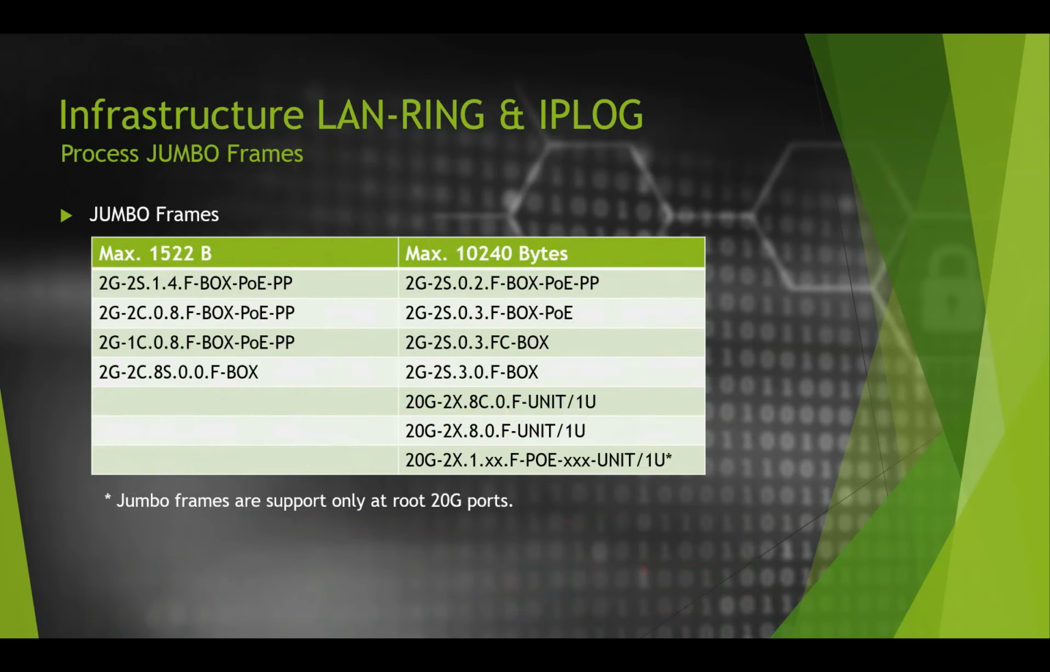Jumbo frames are longer than standard Ethernet frames of 1,522 bytes. They are usually 9,000 or more bytes long. Using jumbo frames can increase network performance and reduce CPU load. However, in order to use jumbo frames throughout the network, all devices on the network must support jumbo frames.